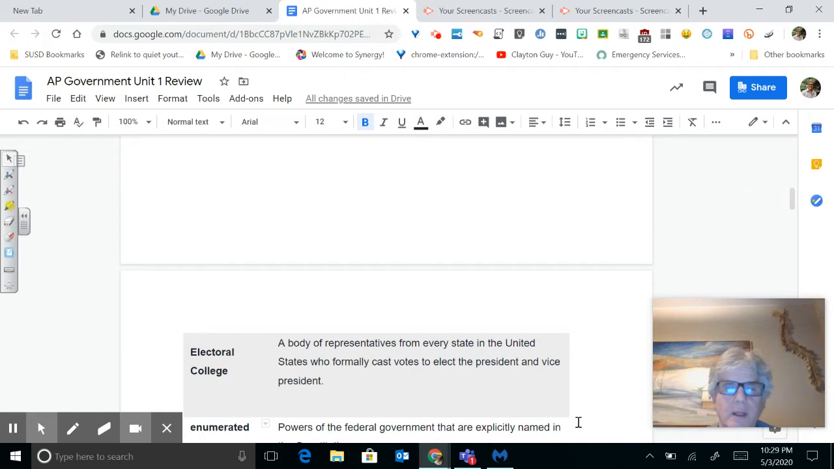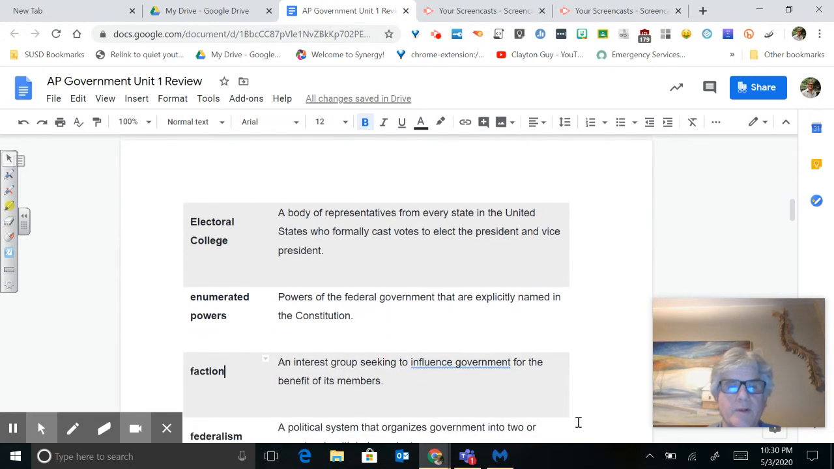The Electoral College. It's a body of representatives from every state in the U.S. who formally cast votes to elect the president and vice president. It is basically a compromise between different factions in the Constitutional Convention. It is another way of representative government or Republican form of government where the Founding Fathers didn't want people to elect the president. So this was a compromise. It is also a case where the winner of the popular vote might not become president because of the Electoral College.